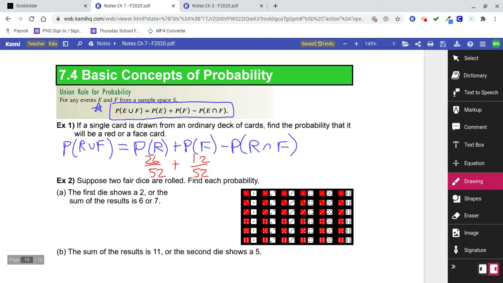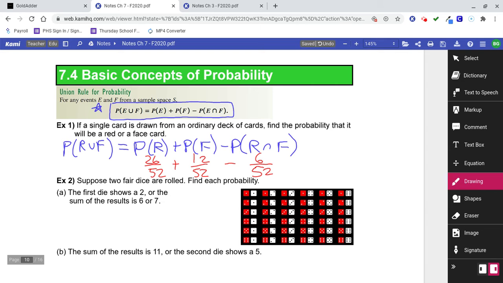But what has happened here is we've counted some of them twice because some of the red cards are also face cards. They've been counted in both of those sets. And so what we do is we subtract off the overlap. If you picture a Venn diagram, there'd be some that have been counted twice. Okay, so how many cards are red face cards? 6, because we'd be talking about king, queen, and jack of hearts and king, queen, jack of diamonds, right? So there are 6 cards that are red and face cards, and so we would subtract.